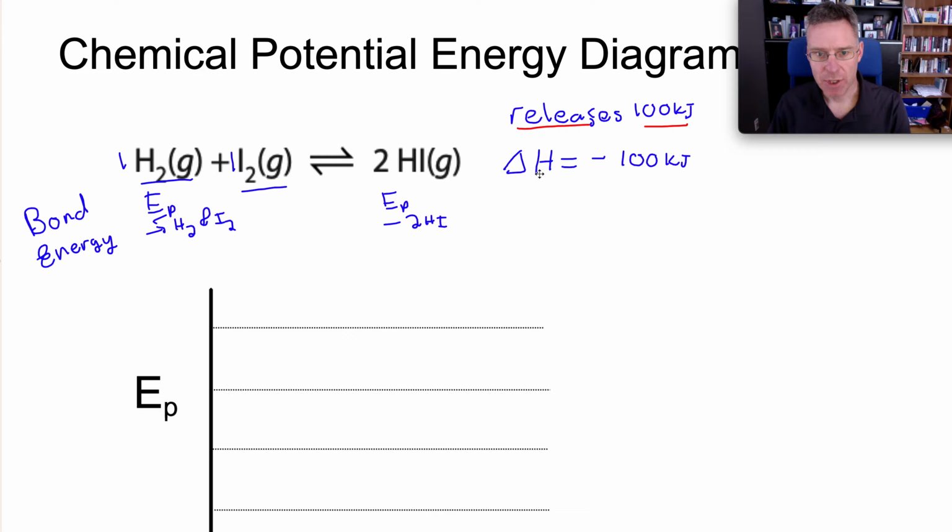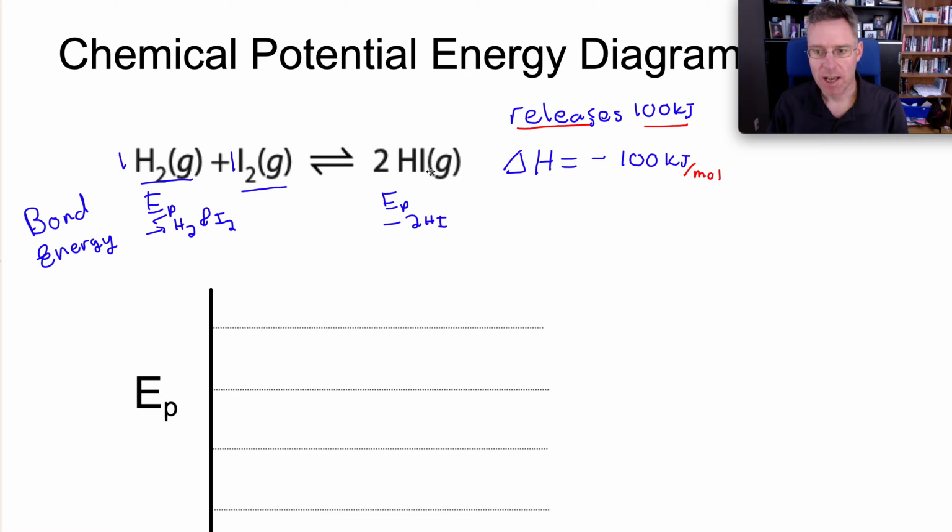Now in chemistry 30, we just assume that this is 1 mole of hydrogen, 1 mole of iodine, making 2 moles of hydrogen iodide. In AP, they explicitly state that this is minus 100 kilojoules when using molar amounts, or per molar amounts. So in the AP lessons, I'll put in the per mole. When we do chemistry 30 content again, I will not put in the per mole.